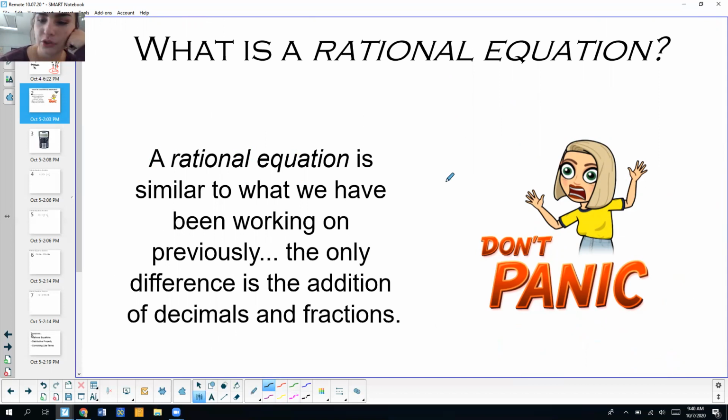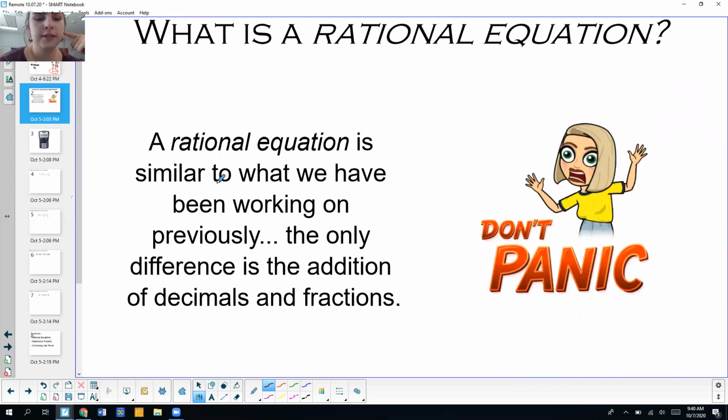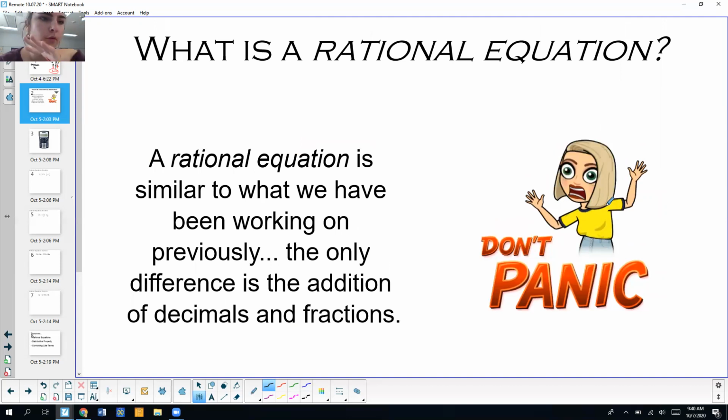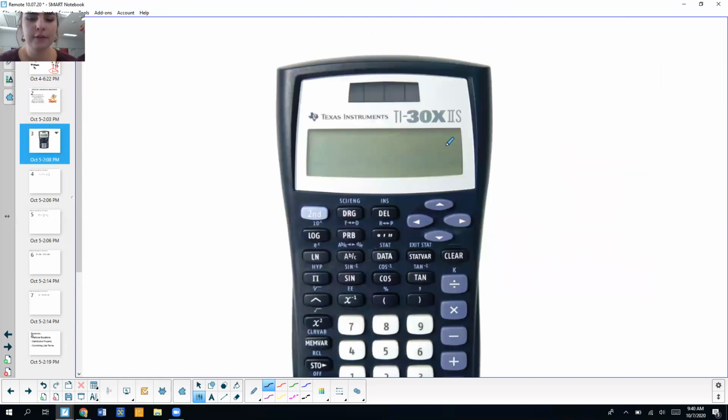So what is a rational equation? I kind of mentioned that at the beginning of class. We're going to be talking about rational equations. A rational equation is similar to what we've been working on previously. The only difference is the addition of decimals and fractions. So we're going to work on these multi-step equations, but we're including decimals and fractions. So don't panic. It's not that scary.